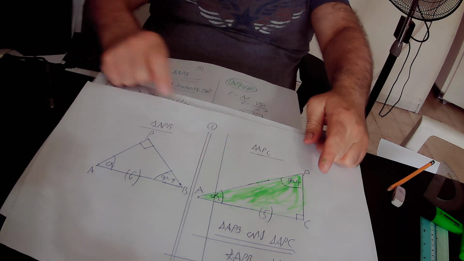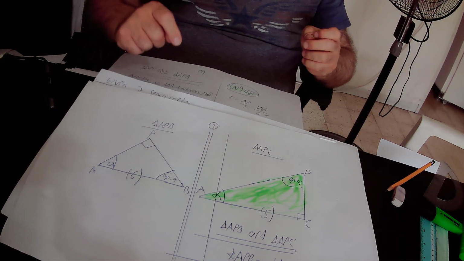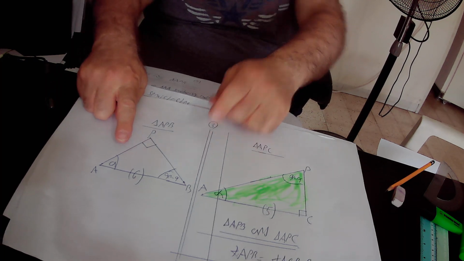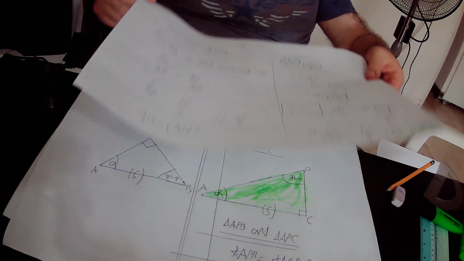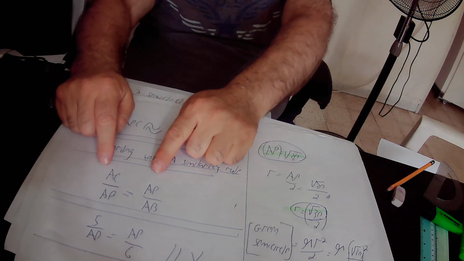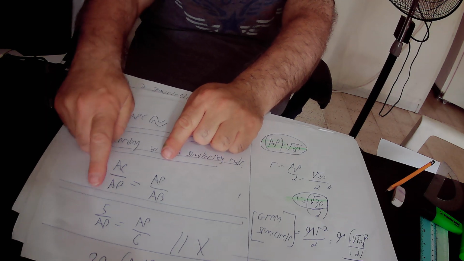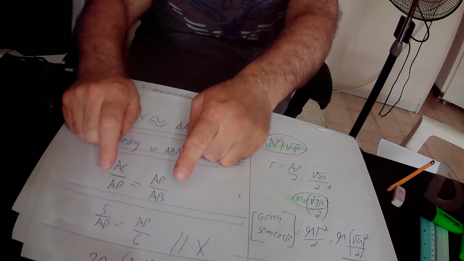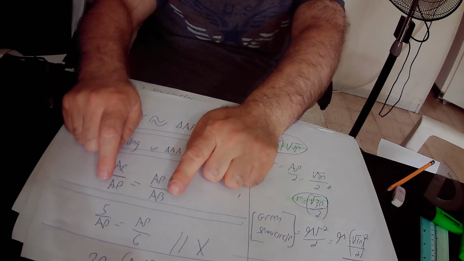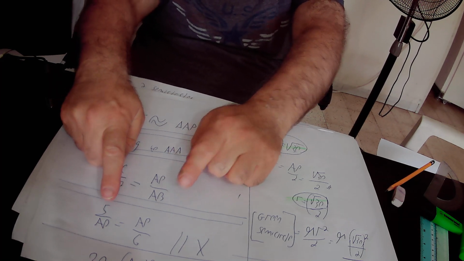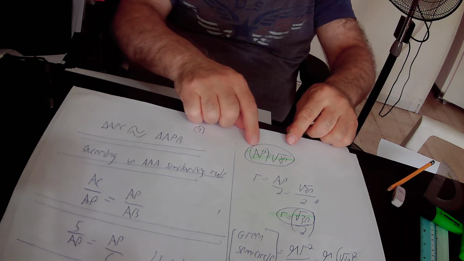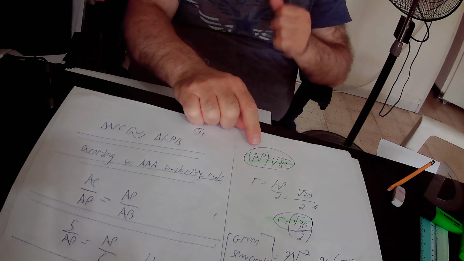AC equals 5. AP is the missing side, and AB equals 6. So in total, we found out again AC is 5, AB is 6. Therefore, this equation becomes 5 over AP equals AP over 6. Here, of course, we multiply, and finally find that 5 times 6 is 30, and 30 equals AP squared. Taking the square root, we find that the missing side AP equals the square root of 30 units in length.